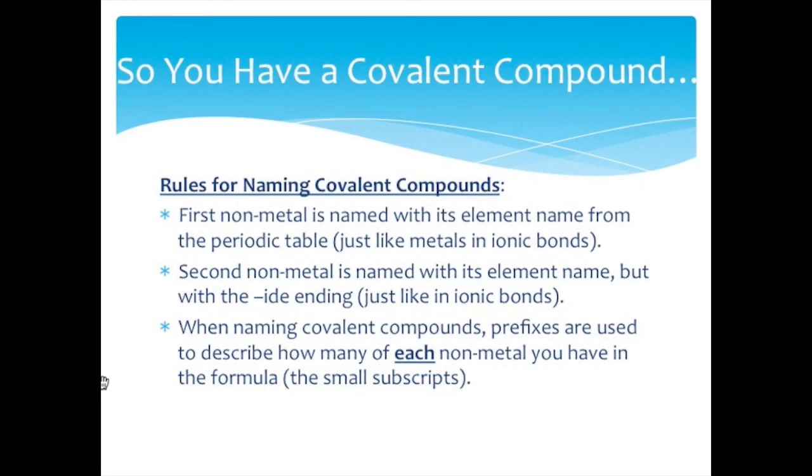So to review the rules for naming covalent compounds, you should first understand that the first nonmetal is named with its element name from the periodic table, just like the metal in an ionic bond. The second nonmetal is named with its element name, but with the IDE ending, just as we did with ionic bonds. The thing that changes now is that there are no polyatomic ions, and that when we name covalent compounds, we must use the prefixes to tell our other friends how many of each element we have in the formula.